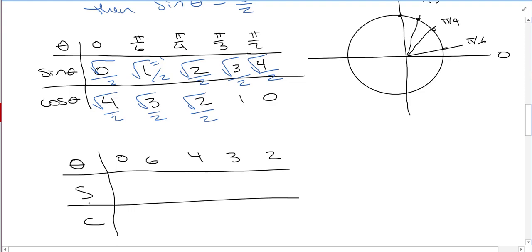I always write sine first because sine of 0 is 0. So I know that 0 will have 0 on the bottom, and that's sine. Sine of 0 is 0, and then I go right 1, 2, 3, 4. And for cosine, I just reverse it: 4, 3, 2, 1, 0. So cosine of pi over 2 is 0. Cosine of pi over 6 is root 3 over 2. So that's how I remember it.